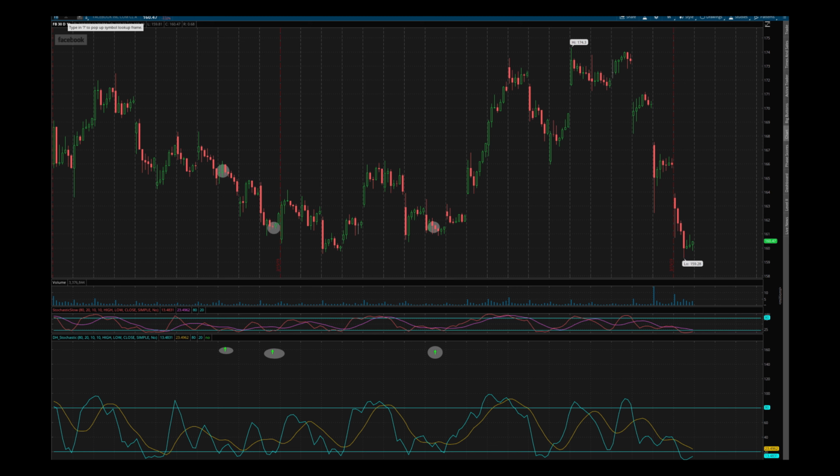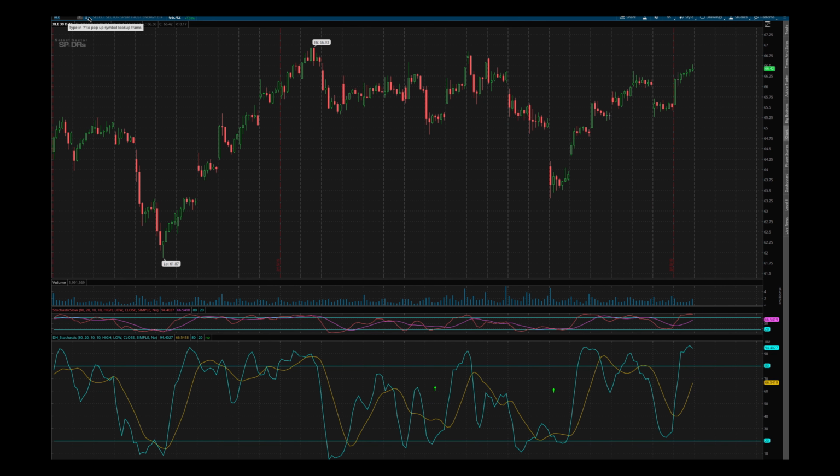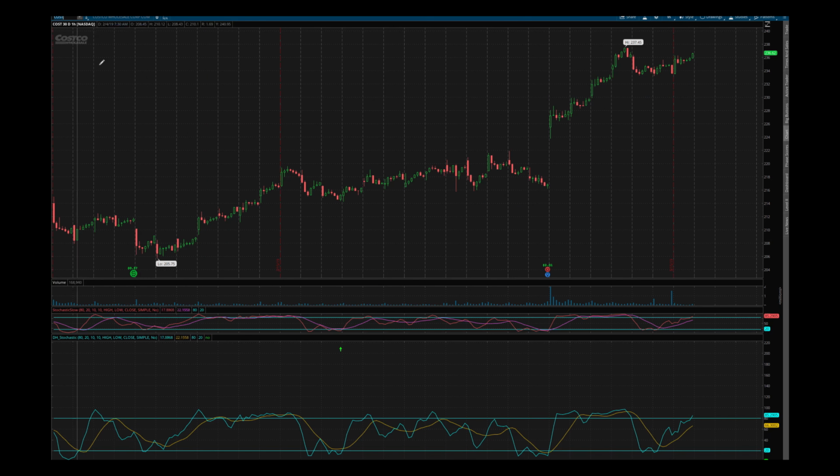Let's see, XLE, the energy sector. Fired off right back here. And this is on an hourly time frame, so you can change it to whatever you prefer, but if you're going to swing trade this, it works pretty good on an hourly time frame. Fired off right here, telling you to get long right there. What else? Let's look at Costco. Fired off right here. A decent move up.